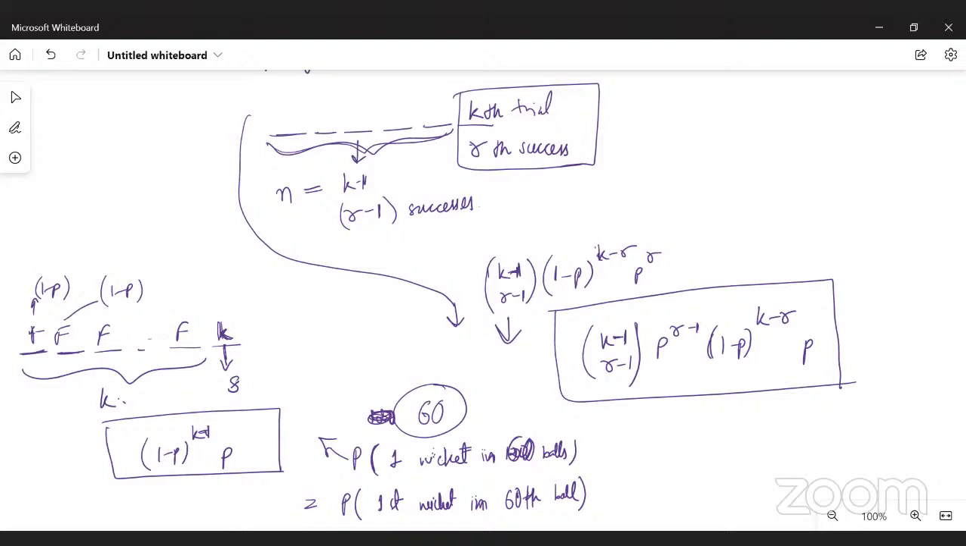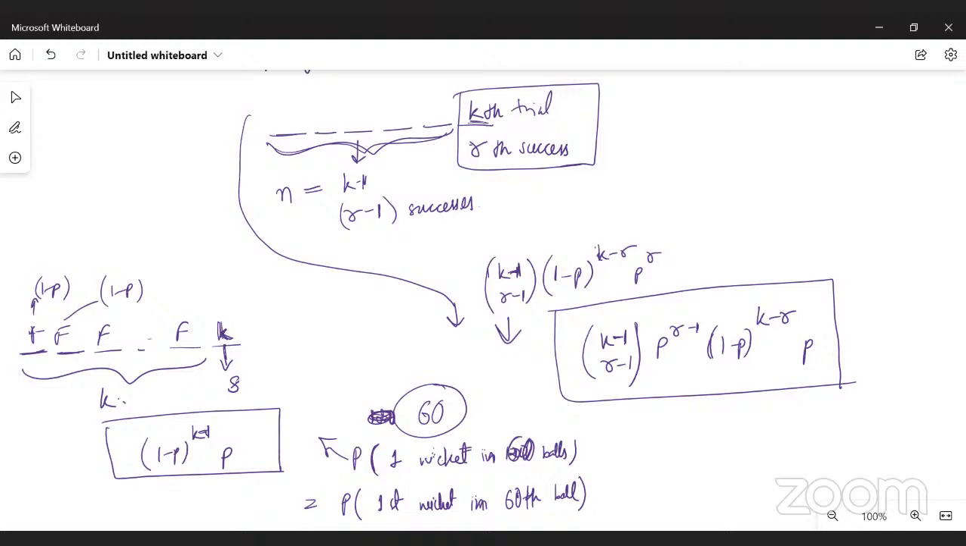Excuse me, ma'am. How do you get this P here, the last P? Because on the kth trial, you have the Rth success. Because on the kth trial, you have the success, right? So that P you will have to multiply. The probability of success is P. It is again the same repeated Bernoulli P trial.